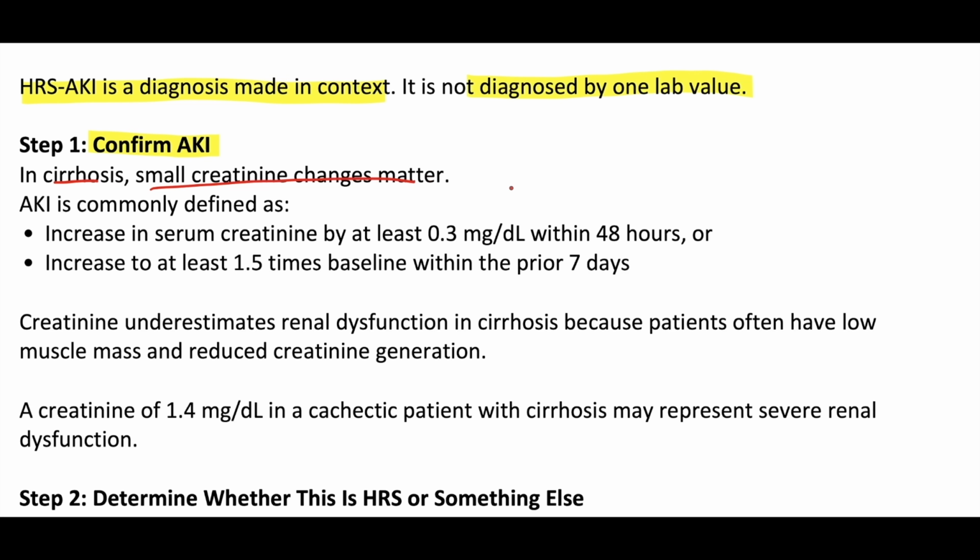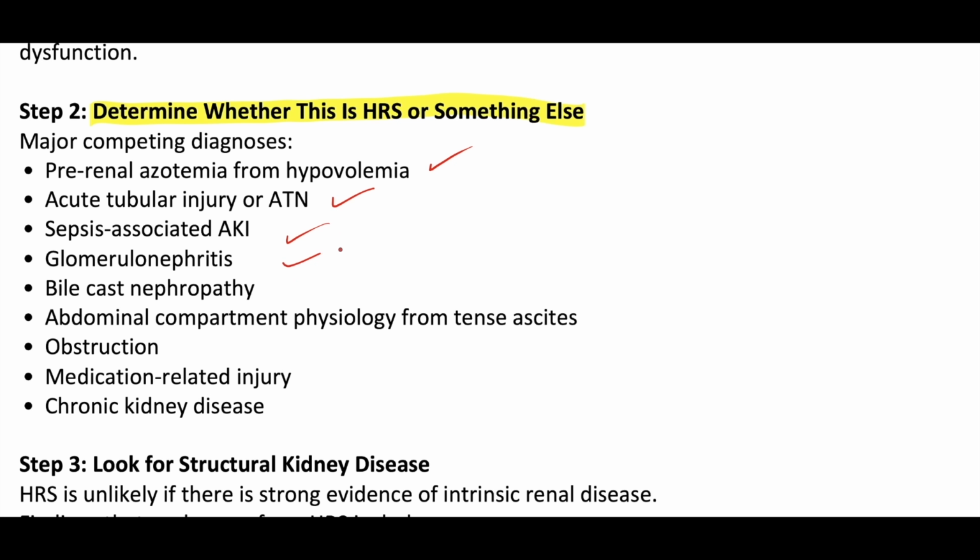All right. Step 2. So you've confirmed acute kidney injury and cirrhosis. Step 2 is determine whether this is HRS or something else. And this is the really hard step, right? It could just be pre-renal azotemia, it could be ATN, it could be sepsis-associated AKI, glomerulonephritis, bile nephropathy, right, et cetera, et cetera, et cetera. We don't need to read them all out loud, but decompensated cirrhotics, just like any patient, can develop AKI from all those other things that patients can develop AKI from. So we have to start navigating that.